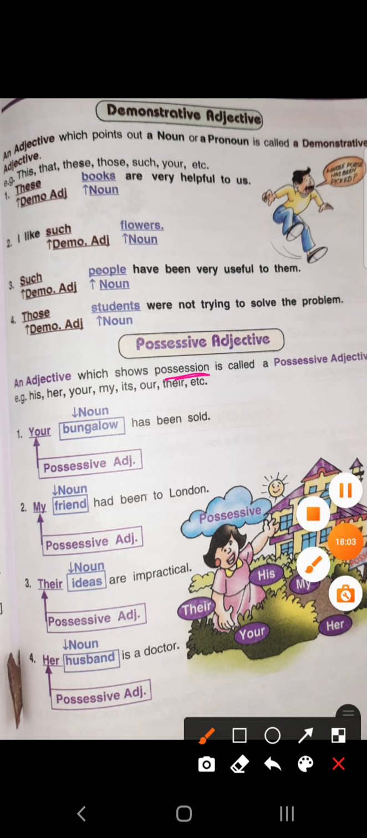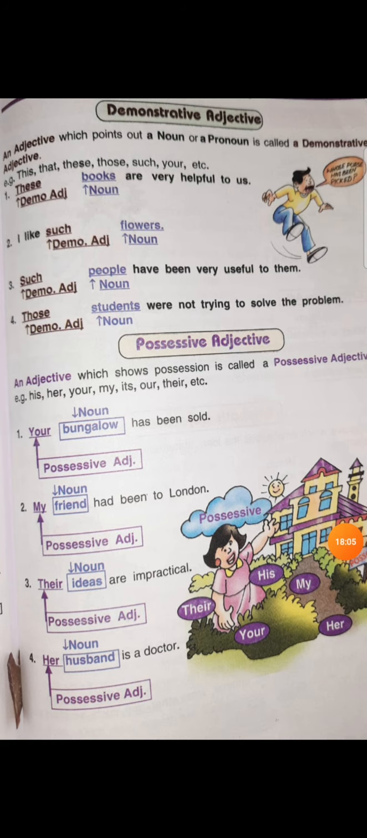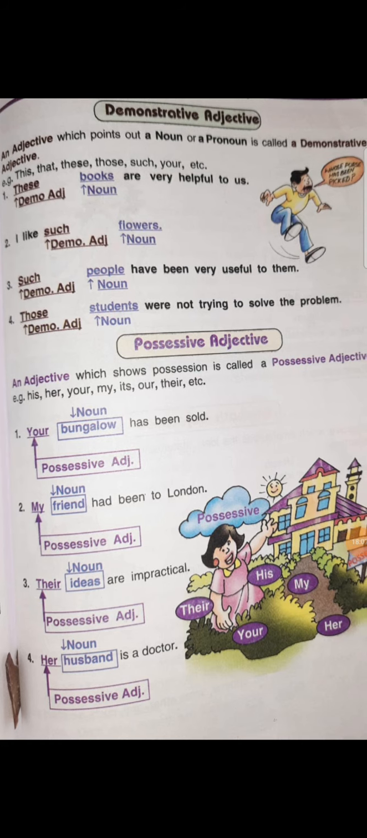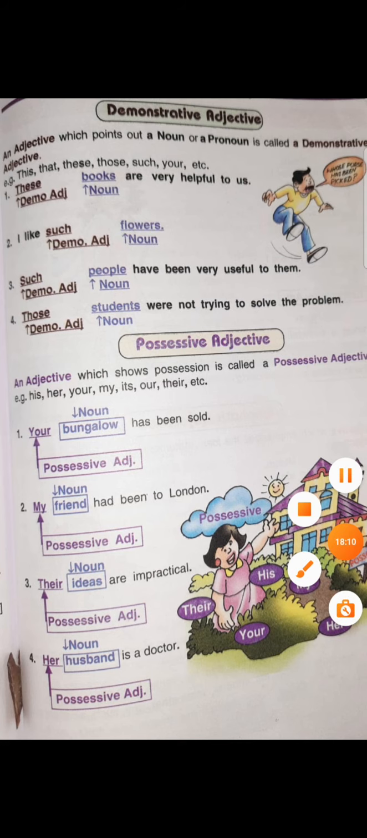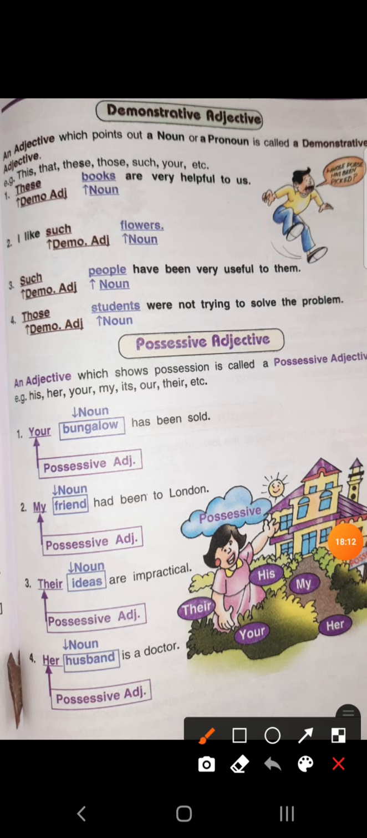Possessive adjectives are used to show possession, belongingness, relationship. A possessive adjective can be defined as an adjective, a word which shows possession, and when it is used directly with a noun, it becomes a possessive adjective. So here the words used are possessive adjectives. They are basically the personal pronouns.